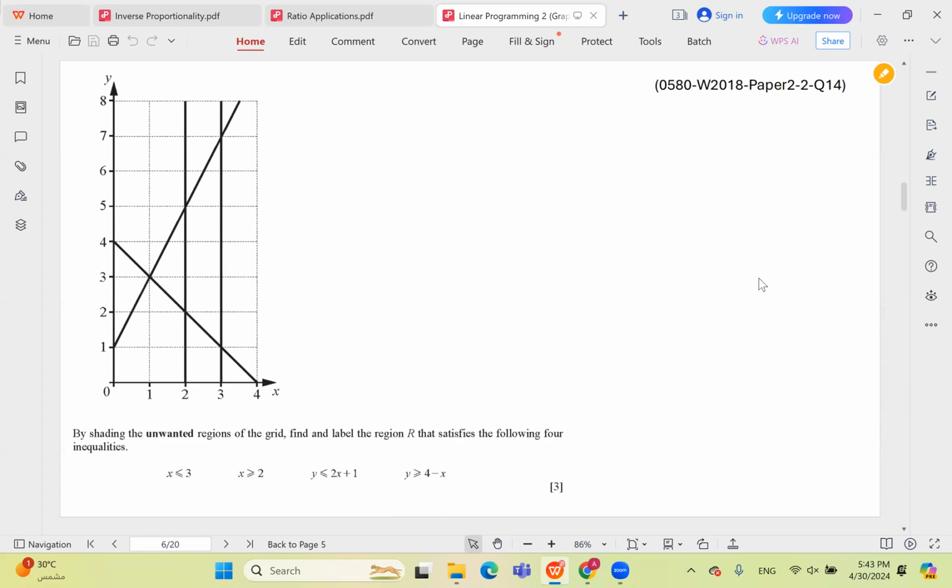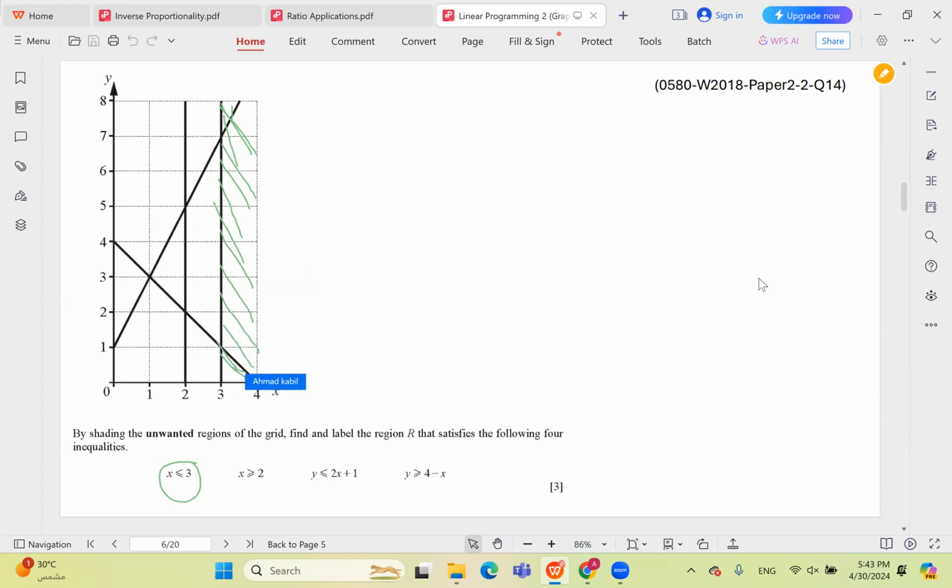By shading the unwanted regions of the grid, find and label the region R that satisfies the following four inequalities. So we have x is less than or equal to 3. So we don't want anything beyond 3. So we're going to shade right of the vertical line. So let's just shade this part here.